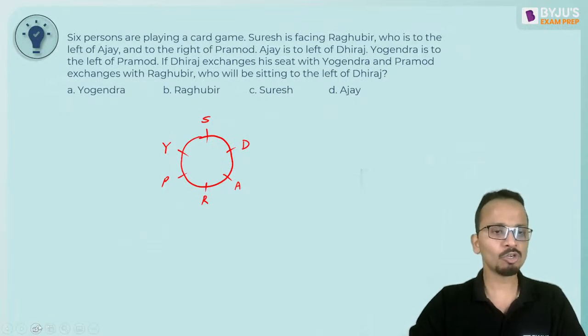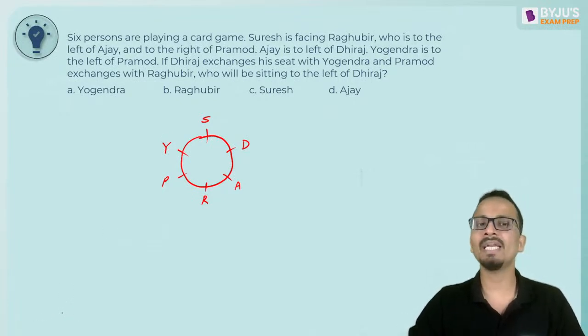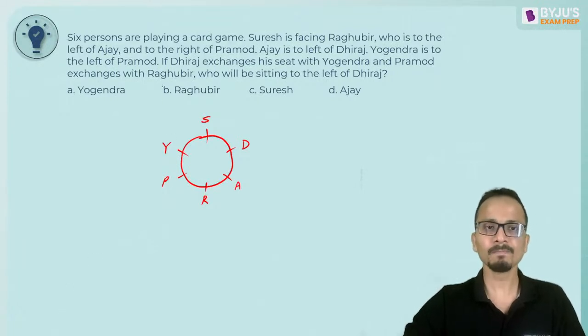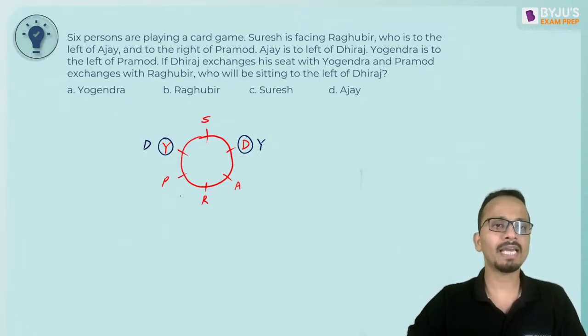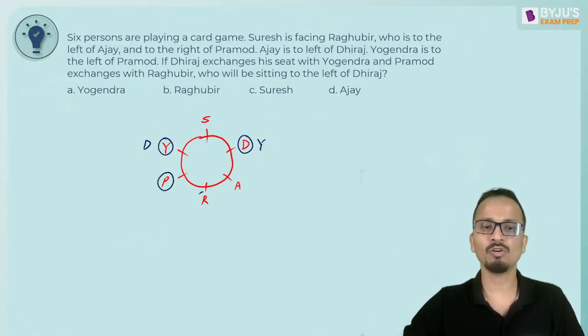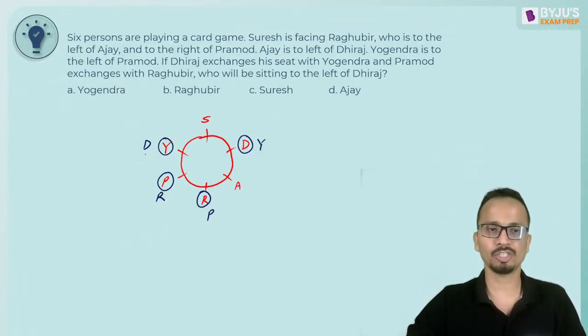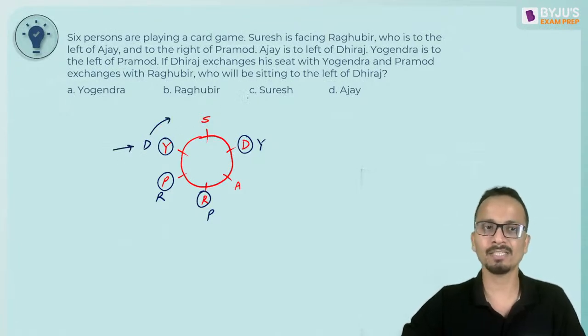Okay. Now the question says that there are some people who are exchanging their seats. So if Dheeraj exchanges his seat with Yogendra, these 2 people will exchange. So Yogendra will come here and Dheeraj will come here. And Pramod exchanges with Raghuveer. So Pramod will sit here and Raghuveer will come here. Okay. So who will be sitting to the left of Dheeraj? So left of this person is S, that is Suresh.